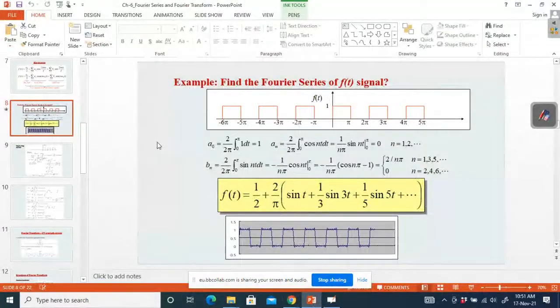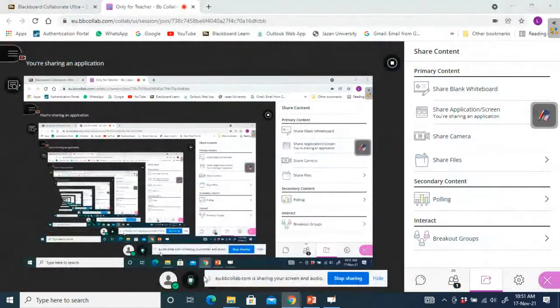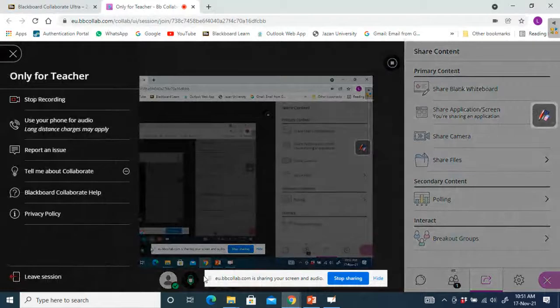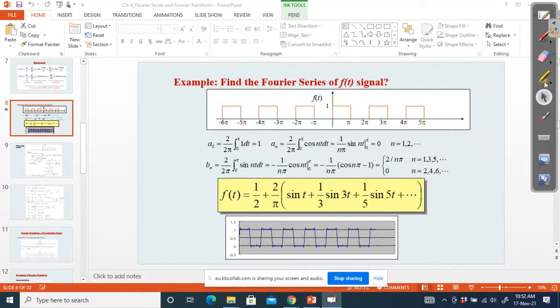So now we are going to talk about this example, and there is a signal f(t), and we want to find out the Fourier series of it. Fourier series of this signal means we check whether sine and cosine components, sine and cosine signals, are present in the signal or not. We need to find that out. So I show you this example here.